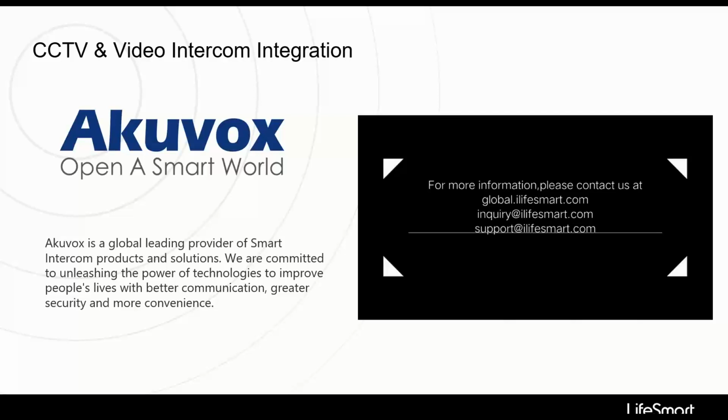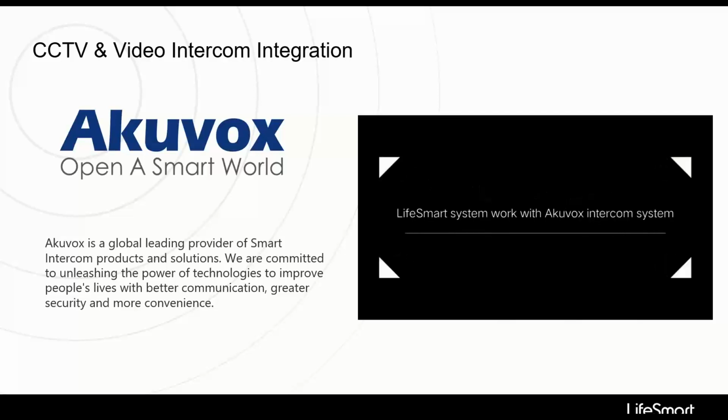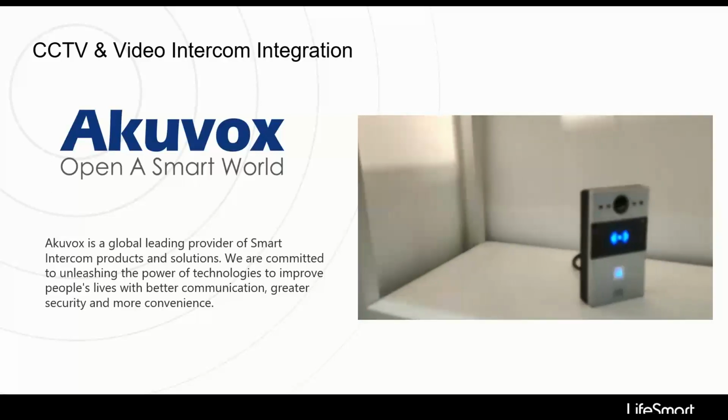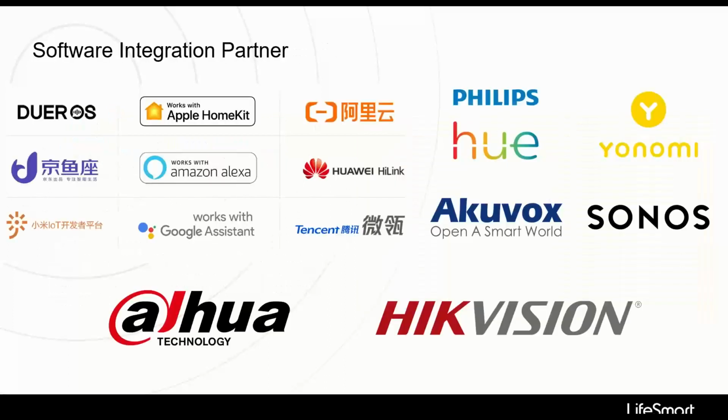Yeah, so that's about the integrations we have done recently. Two CCTV companies, Hikvision and Dahua, the top two CCTV manufacturers in the world, and also a video company called Akubox. And the last, the software integration partners are listed here. Not only Apple HomeKit, Amazon Alexa, and Google Assistant, on the right-hand side we also offer integration with Philips Hue, with their Bridge, an IoT platform called Unomi, and also Akubox, Sonos.